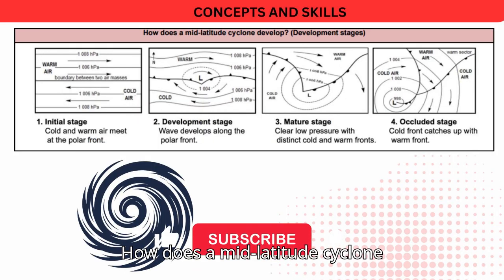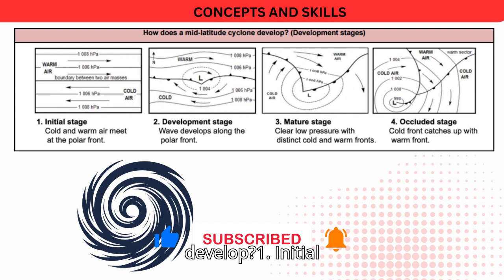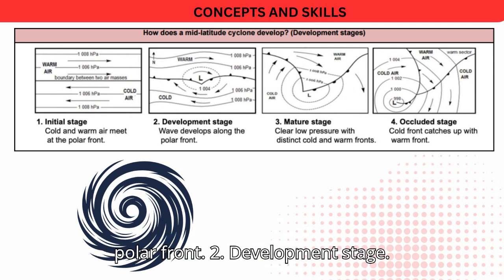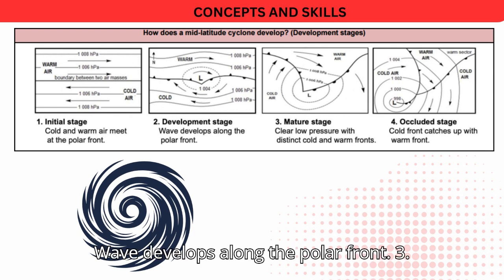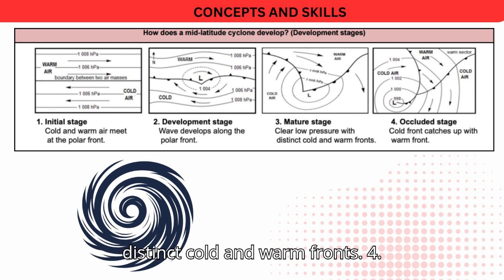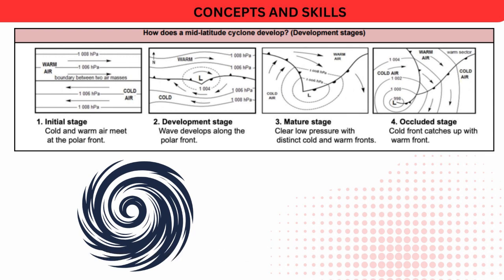How does a mid-latitude cyclone develop? Development stages. 1. Initial stage: cold and warm air meet at the polar front. 2. Development stage: a wave develops along the polar front. 3. Mature stage: clear low pressure with distinct cold and warm fronts. 4. Occluded stage: the cold front catches up with the warm front.